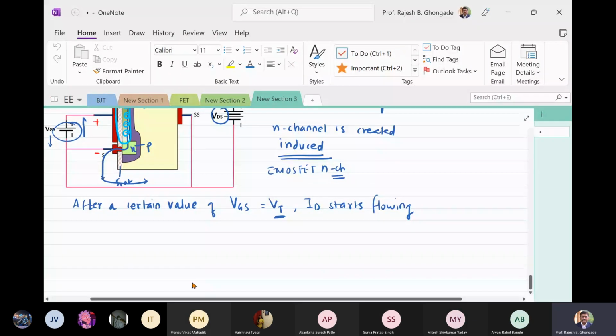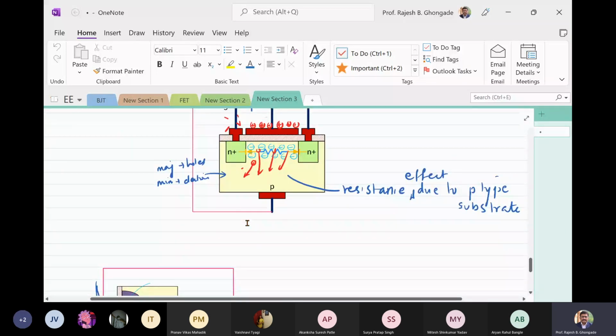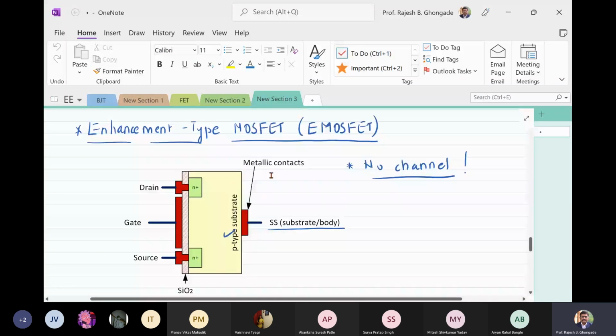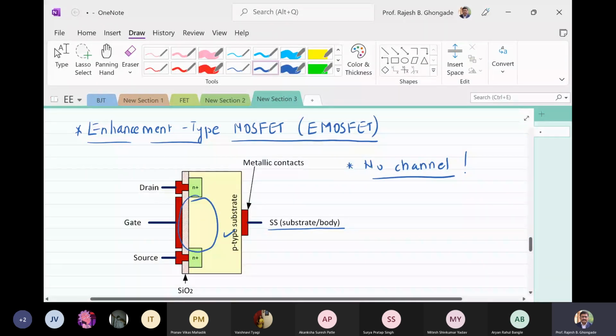All right. So last time we have seen the construction and the basic operation of the enhancement MOSFET. Why is it called enhancement MOSFET? Because we already don't have a channel over here to begin with. In contrast with the D MOSFET, we don't have the N-type channel here, and the channel is induced. This particular section we are actually enhancing, because of the application of the gate to source voltage, and because of that we are creating a channel there. That is why the name is enhancement type MOSFET.